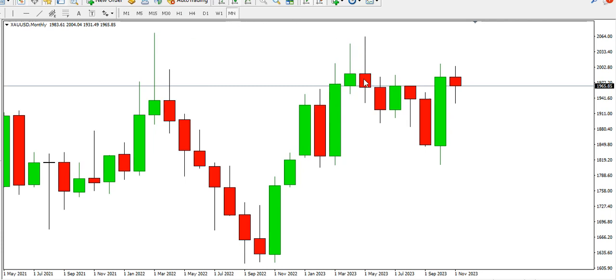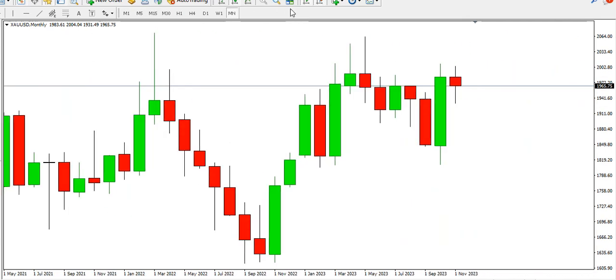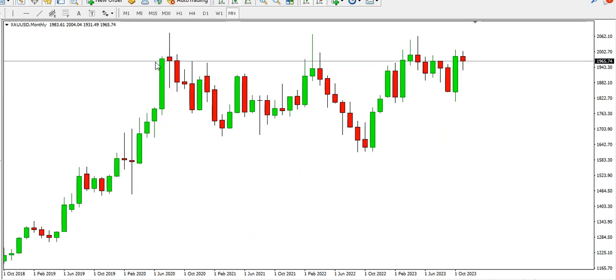This is another pin bar. It has a small candle, long wick, where the wick is longer than the body of the candle. That's your pin bar. This is another pin bar where the candle wick is longer than the body. This is another pin bar. This is another pin bar. So this is a monthly time frame for the gold chart. So we identify the pin bars.